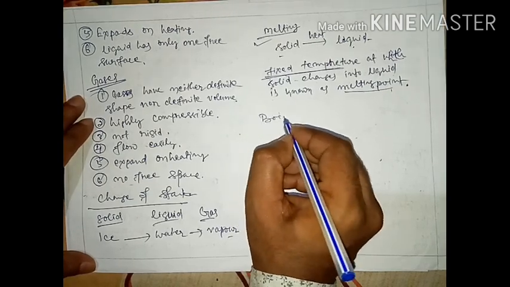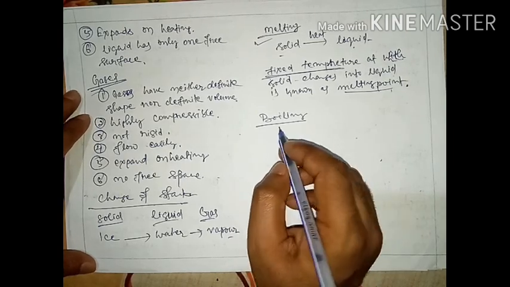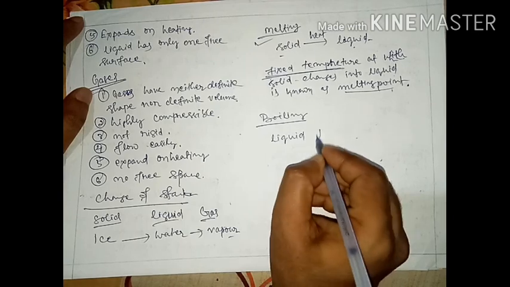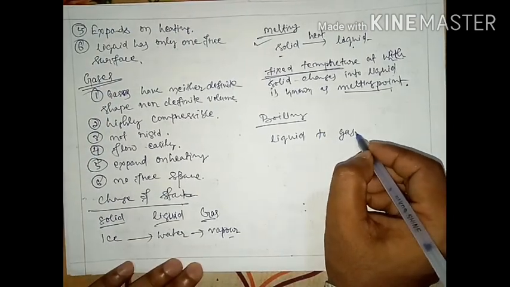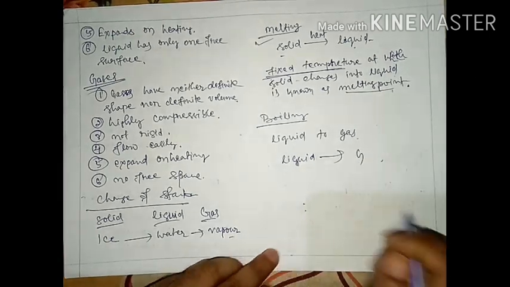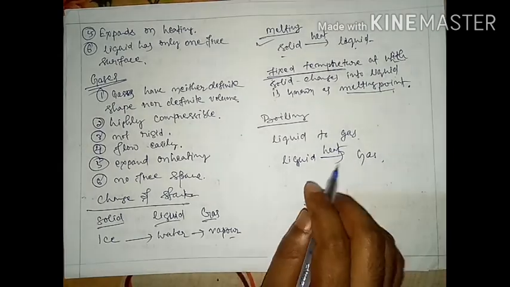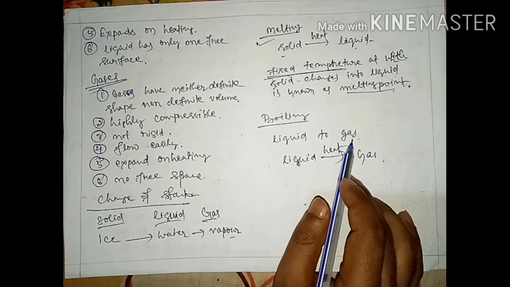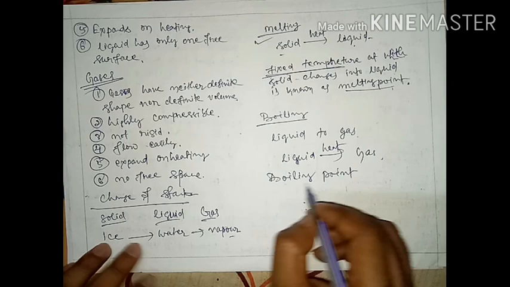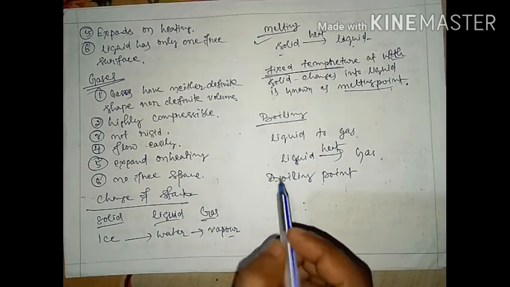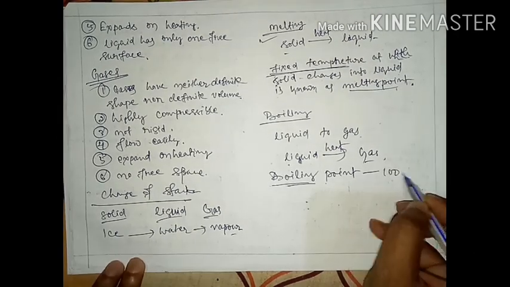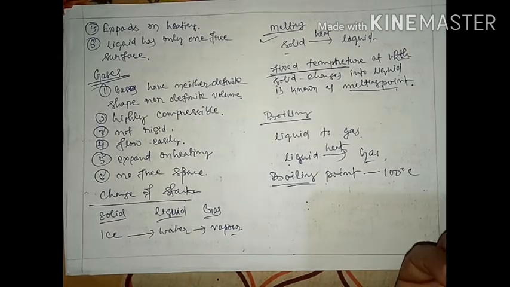So next one is boiling. Boiling means liquid converts into gas. The change of state of a substance from liquid to gas when you apply some heat. And the fixed temperature at which liquid converts into gas is known as the boiling point. Keep in mind, the fixed temperature at which liquid converts into gas is known as the boiling point. And how much is the boiling point of water? That is 100 degrees Celsius, and it varies according to the liquid.